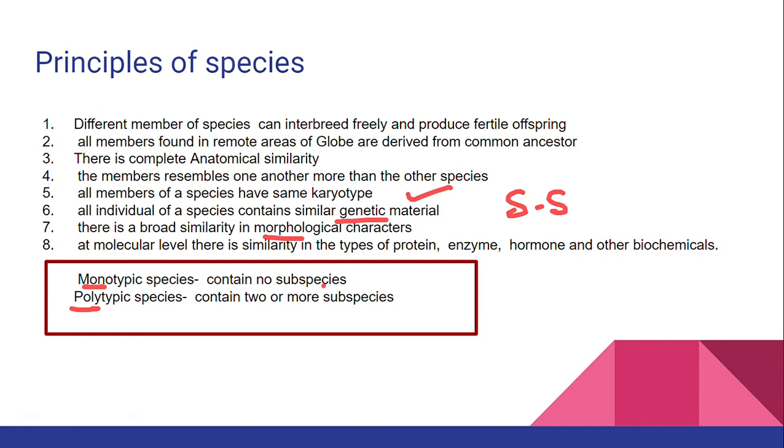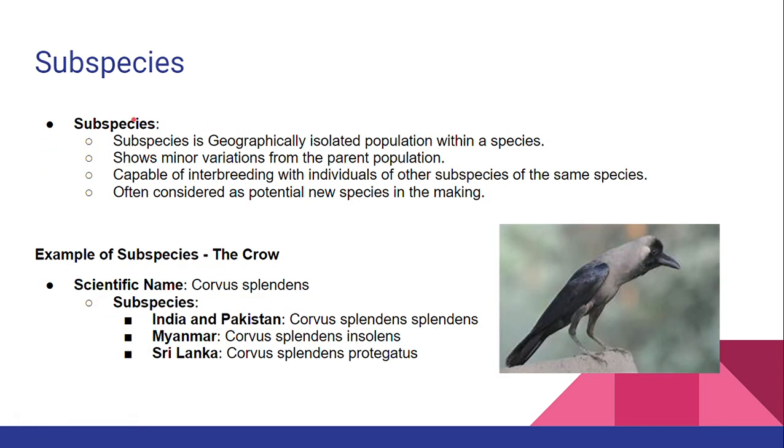Now monotypic species. Mono means one, poly means many. So monotypic species means containing no subspecies. What is a subspecies? We'll deal with it in the next slide. A species containing two or more subspecies, we call a polytypic species. Now let's understand about subspecies. Subspecies are nothing but geographically isolated. What about species, class? We studied that species are reproductively isolated, right? But subspecies are geographically isolated. That means they have moved from one place to another place, correct? They show minor variation.